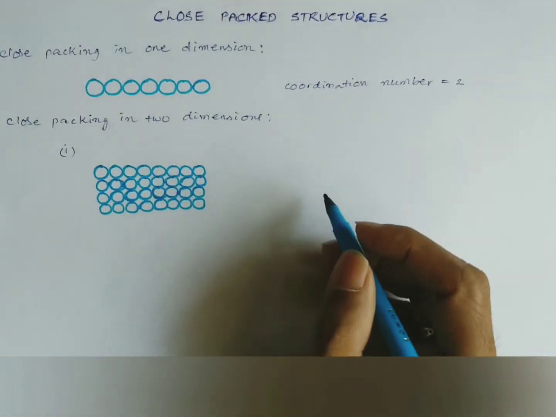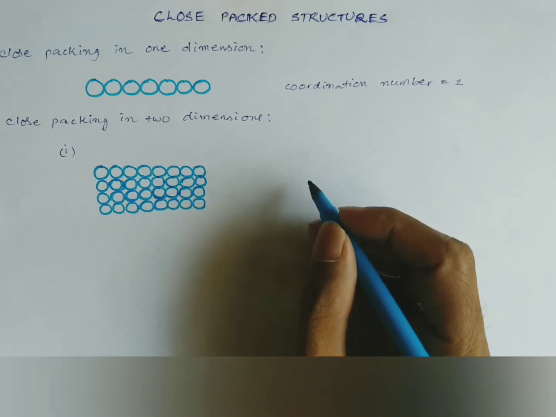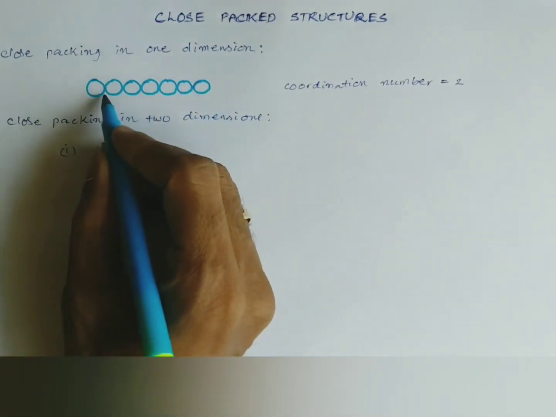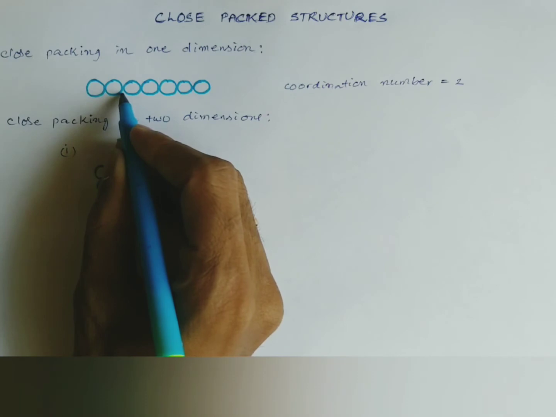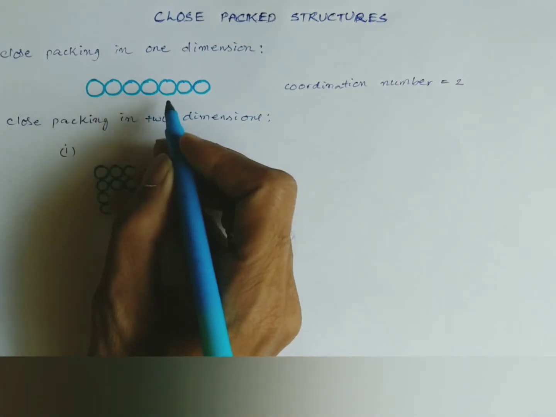Let us consider the second way, where the atoms are laid in the depressions created by the first row of spheres. So suppose if you take this row of atoms, so this is the depression. So now the atoms are laid in the depressions created by the first row of atoms. So like this.